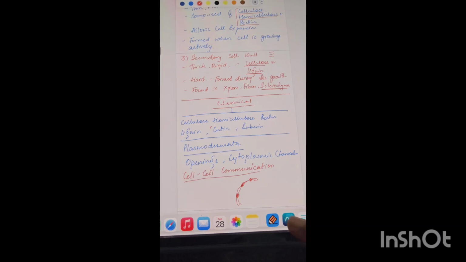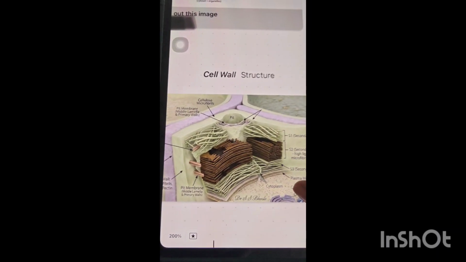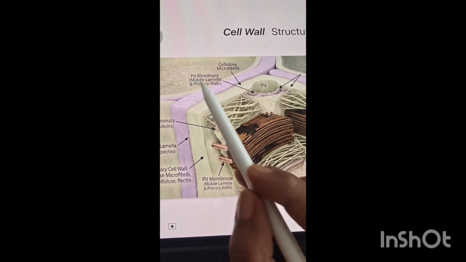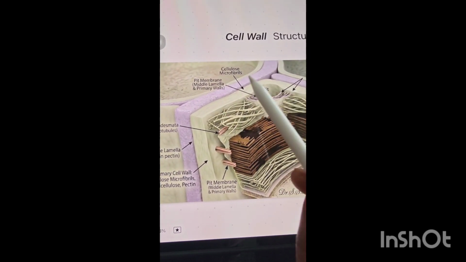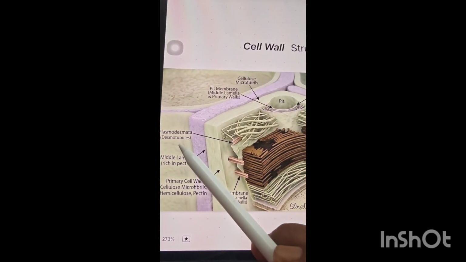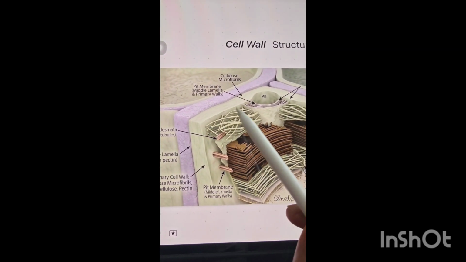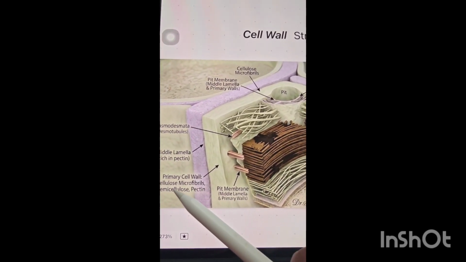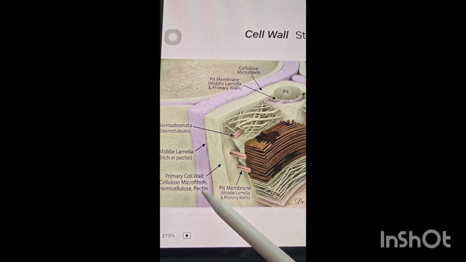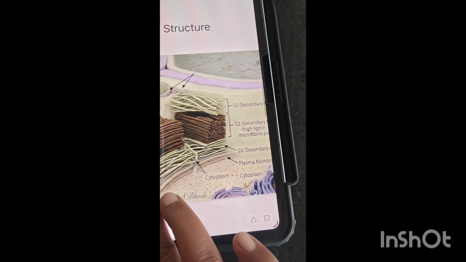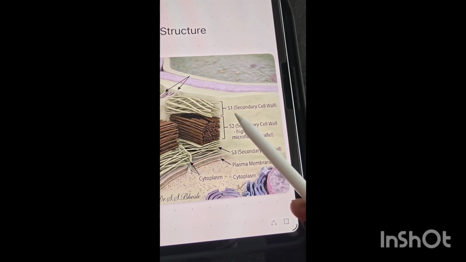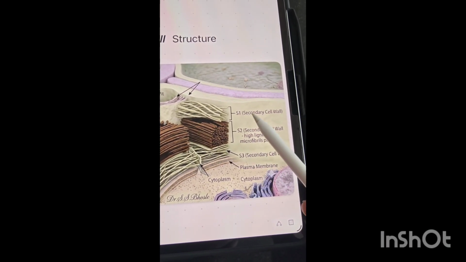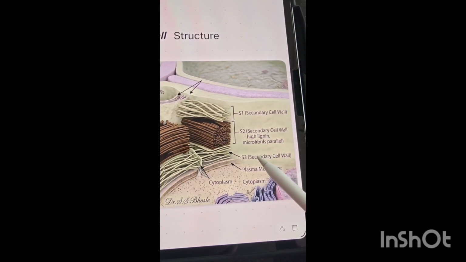Now we will see the structure of your cell wall. If you can see over here, there are 2 adjacent cells, and in between the 2 adjacent cells there is one layer which is called the middle lamella. Inside this middle lamella there is a primary cell wall, made up of cellulose microfibrils, hemicellulose and pectin. As the cell matures, the secondary cell walls are there, either the first layer, second layer or third layer. So mainly 3 layers are there in the secondary cell wall.